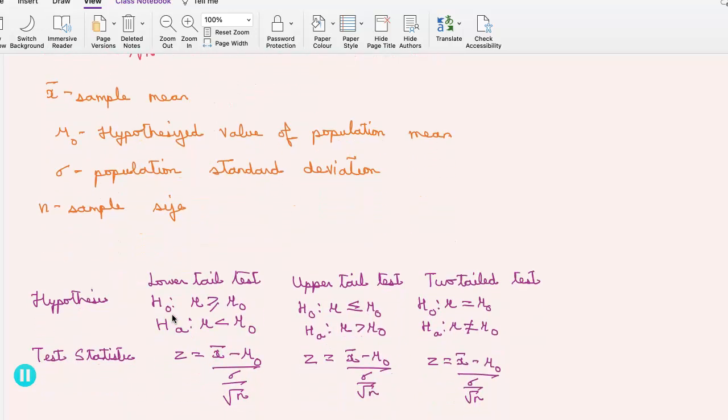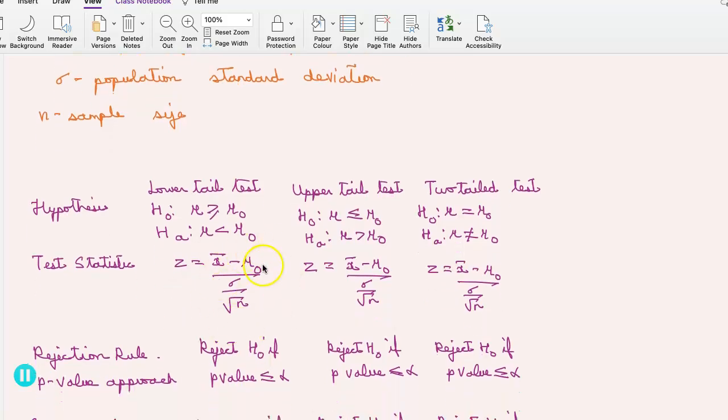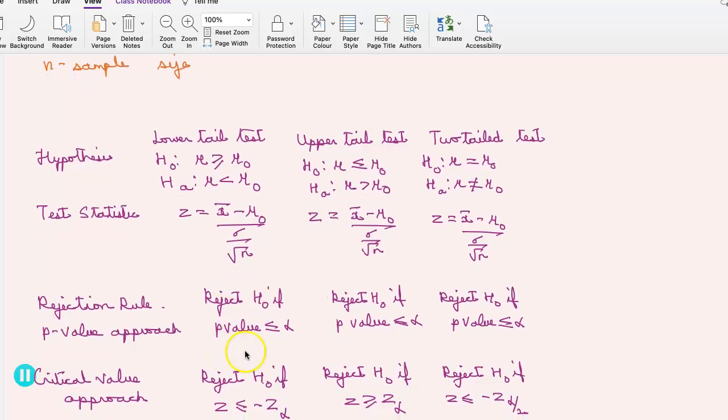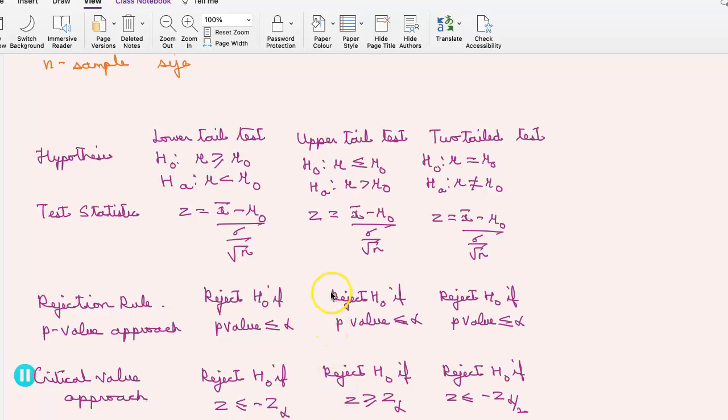Now we have the lower tail test, upper tail test. I have just kept a table here. If you have H0: mu greater than or equal to mu naught and HA: mu less than mu naught, this is a lower tail test. And test statistic is Z equal to x bar minus mu naught over sigma by root n. We reject H0 if the p-value is less than or equal to alpha. Upper tail test is when H0: mu less than or equal to mu naught, HA: mu greater than mu naught. And the test statistic is the same, rejection rule is also the same for the p-value approach.